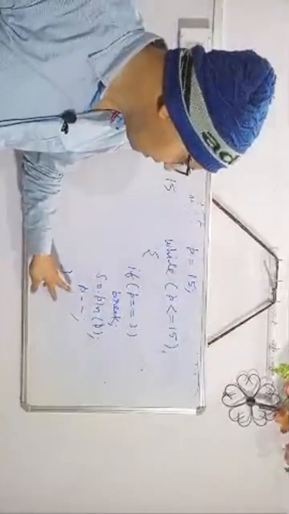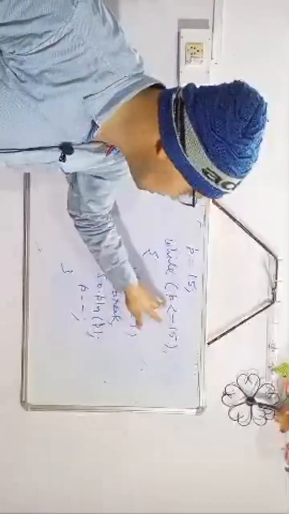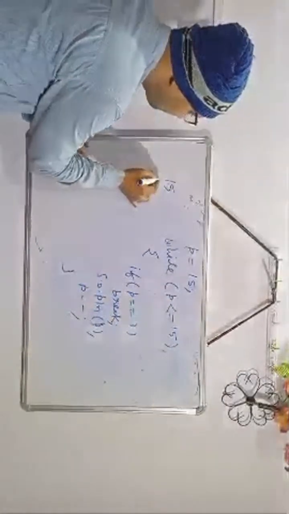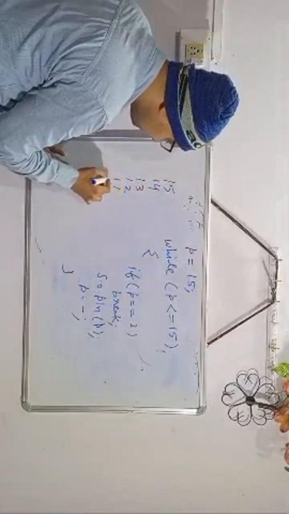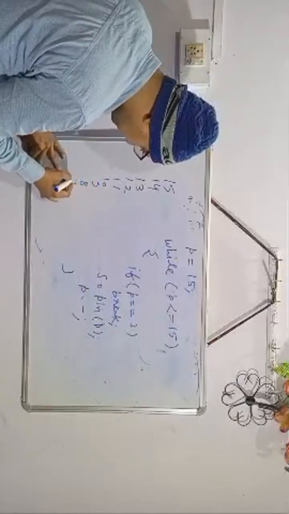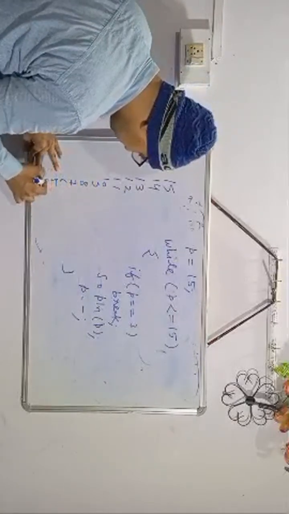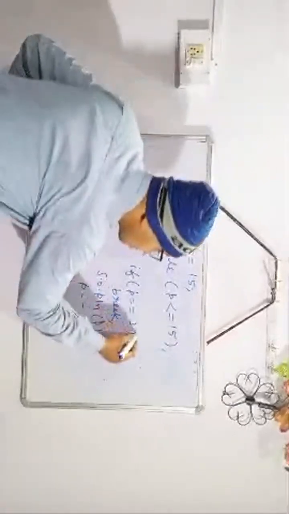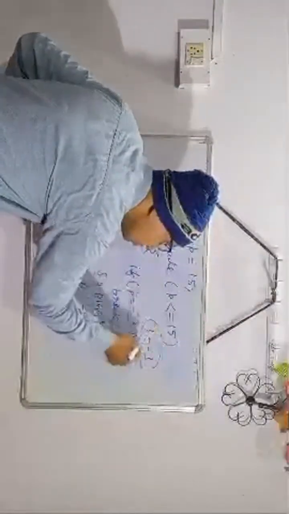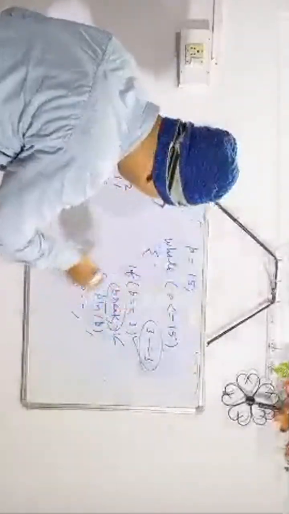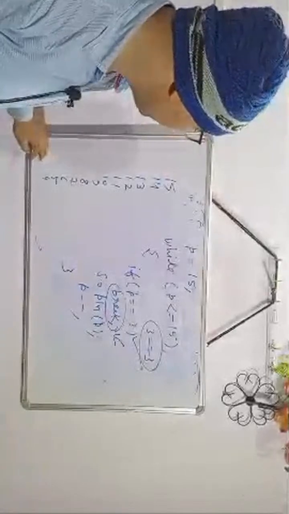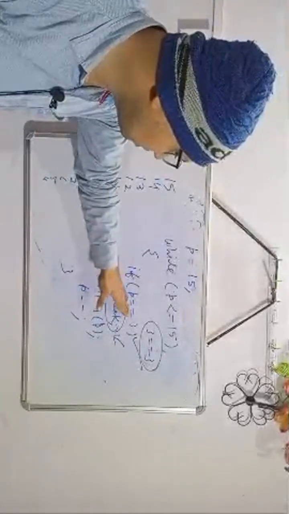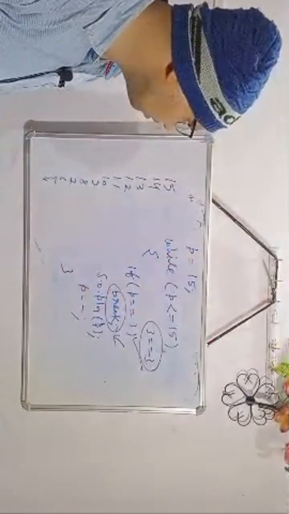Next time it will become 14. 14 is lesser than 15, true. It will print 14, 13, 12, 11, 10, 9, 8, 7, 6, 5, 4. When it comes to 3, children, 3 is equal to 3, so the condition is true. When it is true, break will be executed and the loop will be terminated. So the remaining values from 3 to 1 will not be printed.